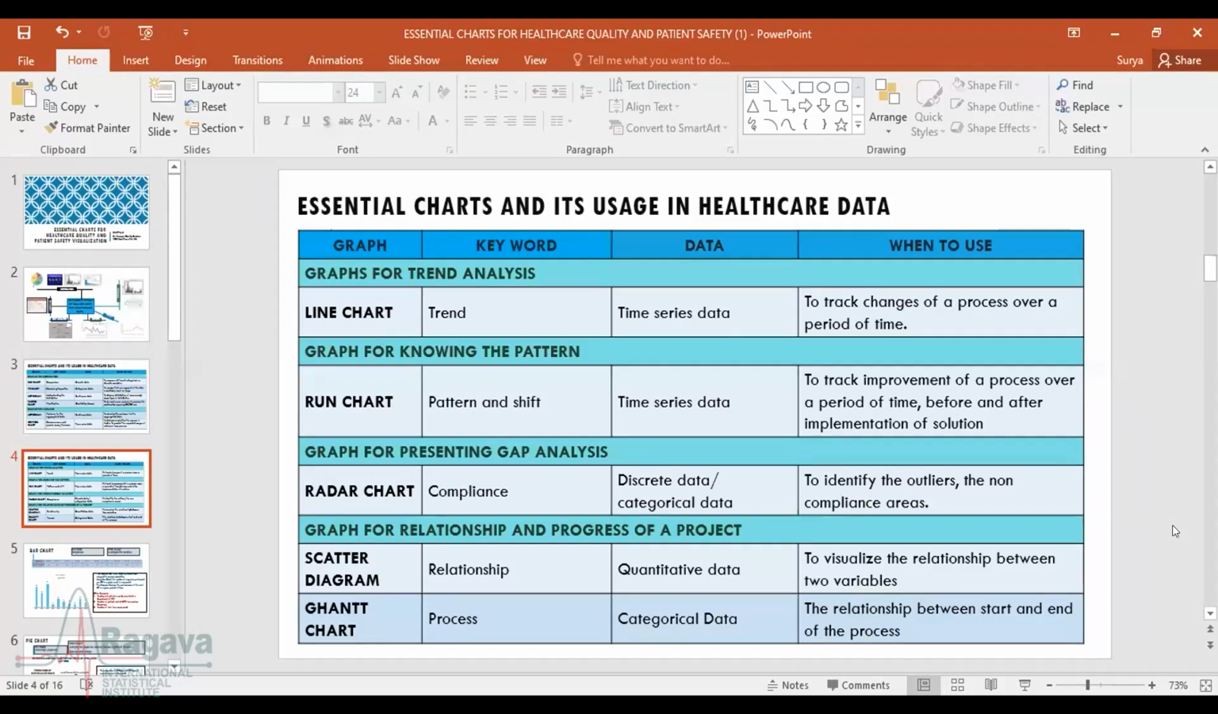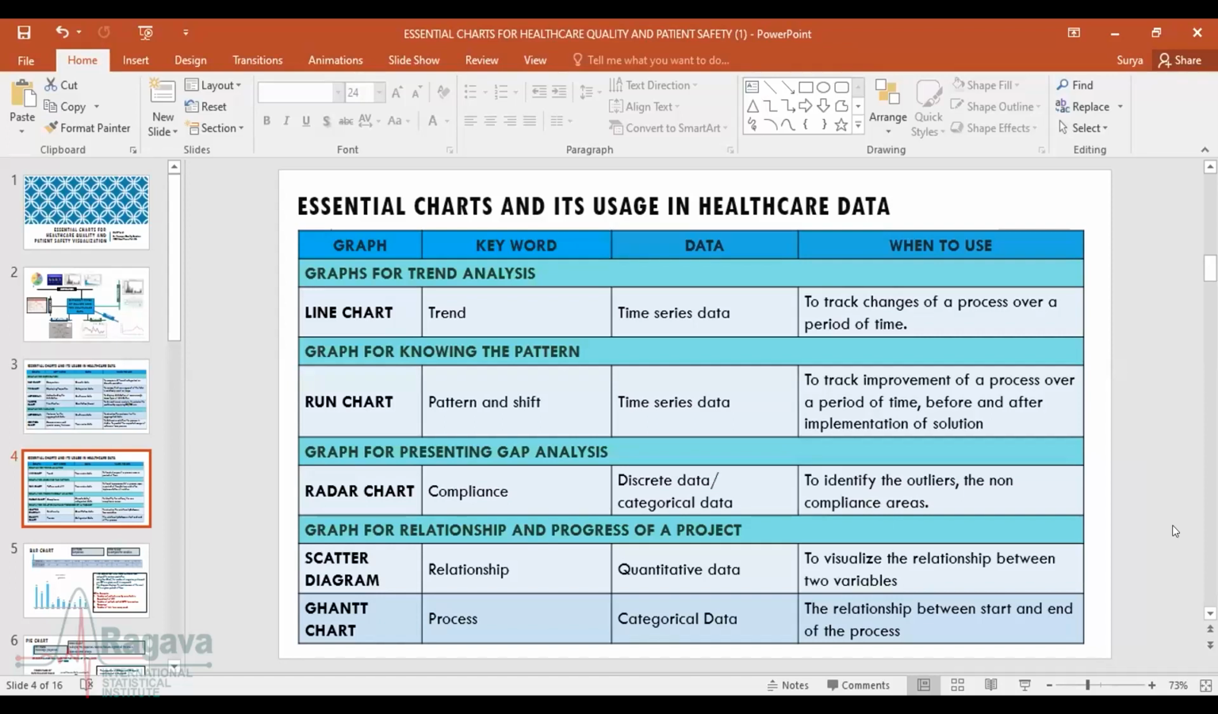For knowing the pattern, if there is a shift, any pattern, we can use the run chart. So I will be able to track any improvement over a period of time. Any trend, whether I have improved, whether any deviation is there, and I will also be able to compare what happened before and after applying the solution into my process.